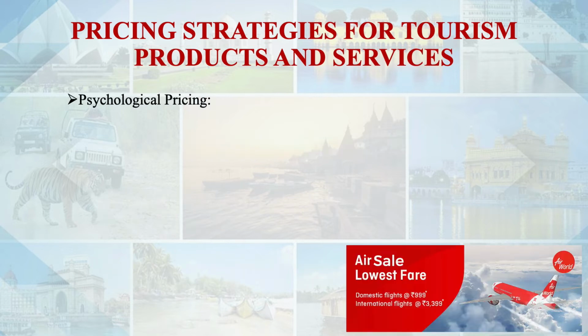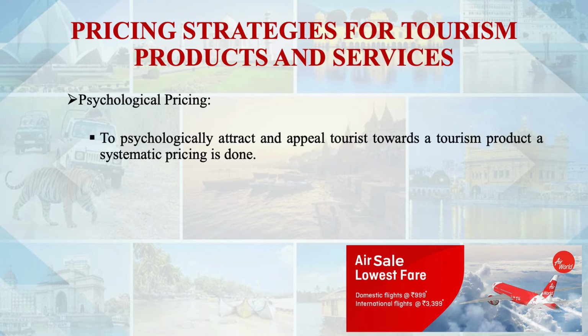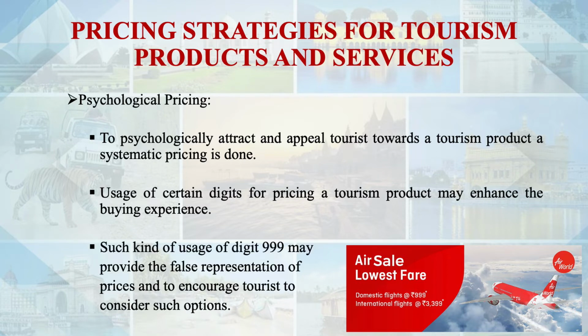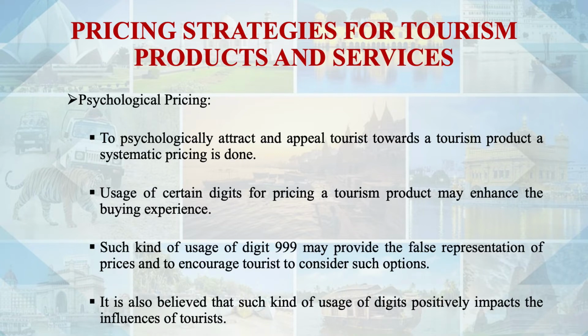The next in this category is psychological pricing. So, my dear students, to psychologically attract and appeal to tourists towards a particular tourism product and service, systematic pricing is done. Usage of certain digits for pricing a tourism product may enhance the buying experience. Such usage of price digits like 999 may provide a false representation of prices and encourage tourists to consider such options. It is also believed that such usage of digits positively influences tourists.